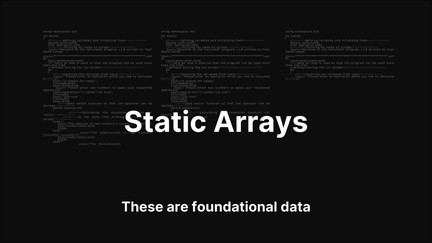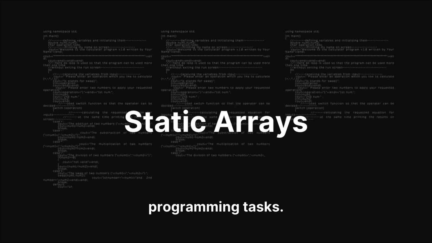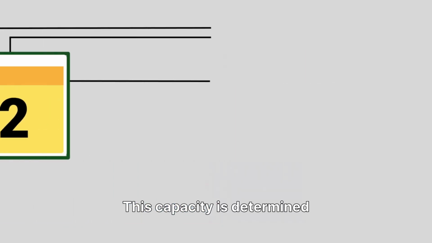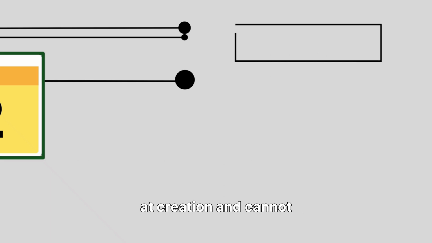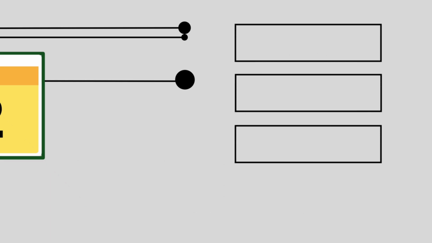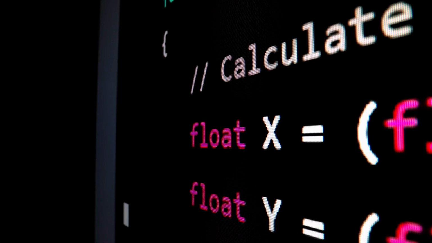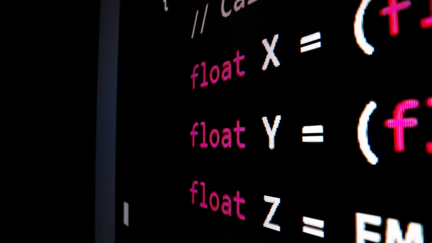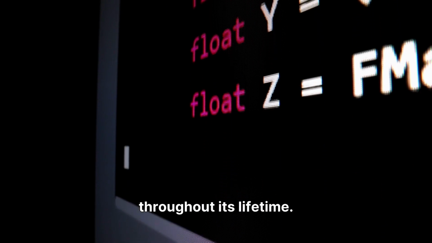These are foundational data structures, essential for many programming tasks. A static array is a collection of elements of the same data type, stored in contiguous memory locations. This sequential storage allows for very fast and direct access. The defining characteristic of a static array is its fixed size. This capacity is determined at creation and cannot be altered later, making it rigid. Once an array is declared with a specific capacity, you cannot add or remove elements to change its total size. Its capacity remains constant throughout its lifetime.